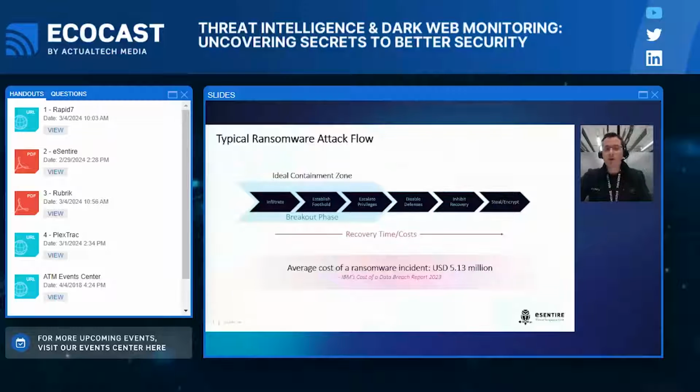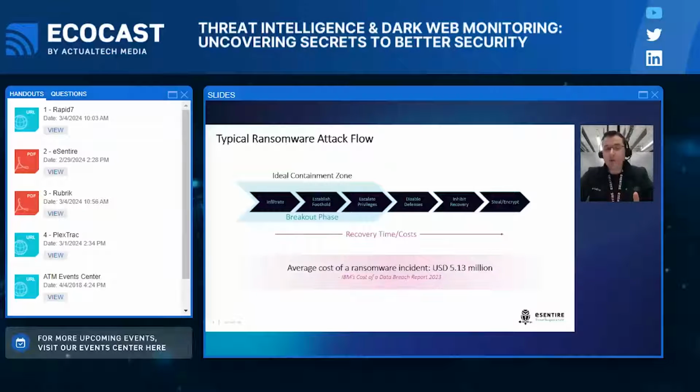So we're going to focus a lot on ransomware today. And we're going to explore the underground or dark web services that enable these attacks. Ransomware is a huge concern for our customers, and per some IBM research last year, we're looking at average total costs of around $5 million US.